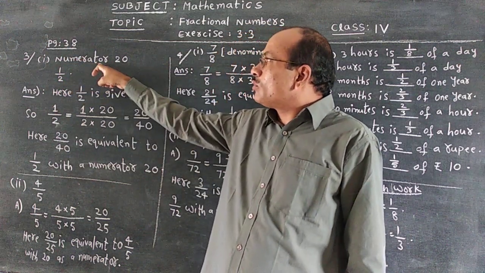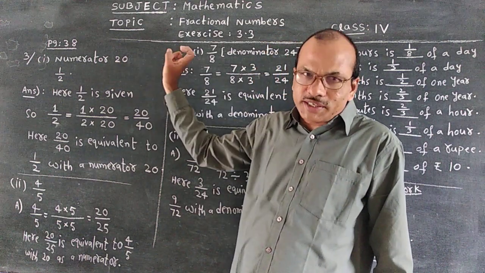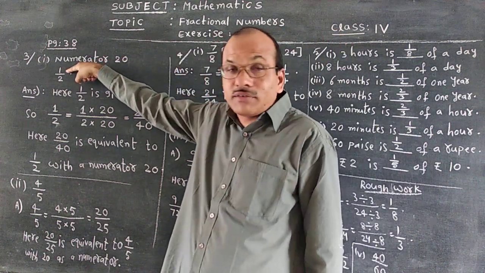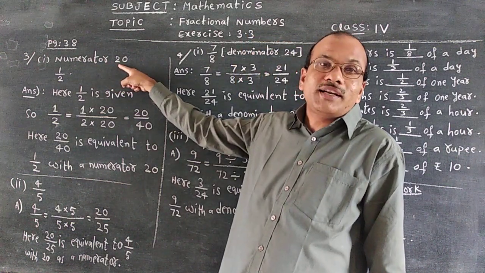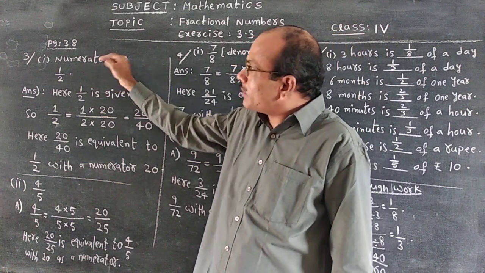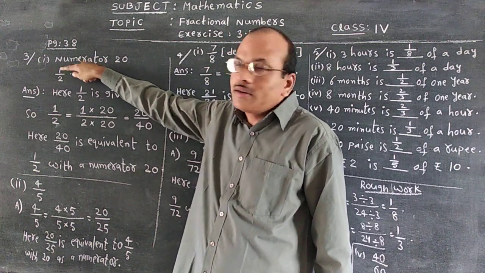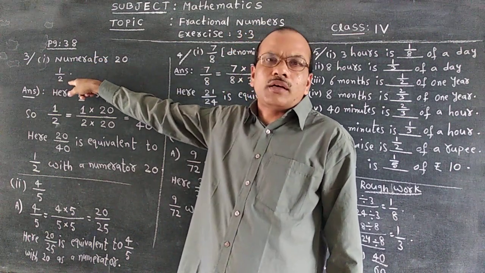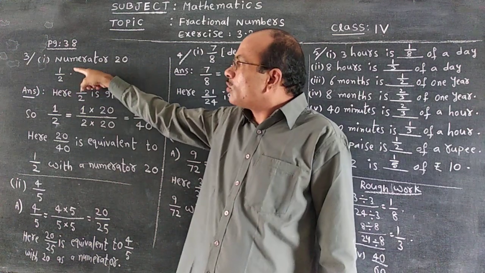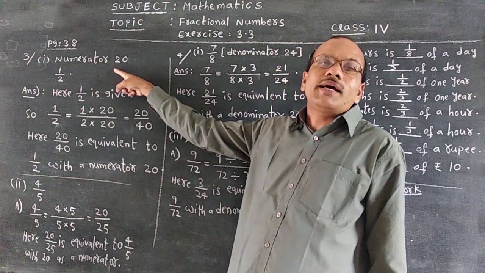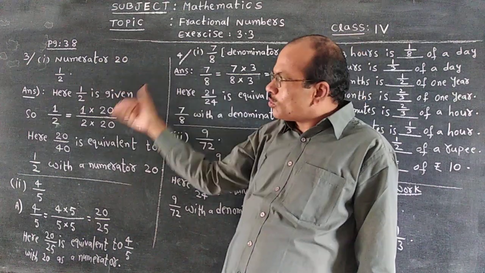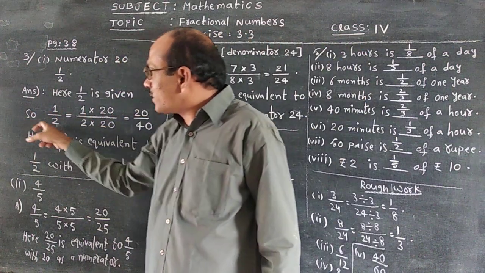They want to see 20 in the numerator. What is the numerator given here? 1. But they want to see the numerator 20. Numerator means top number. Down number is the denominator. We know that fact. So here 1 is given in the numerator, but they want the numerator as 20. So we are going to convert that.